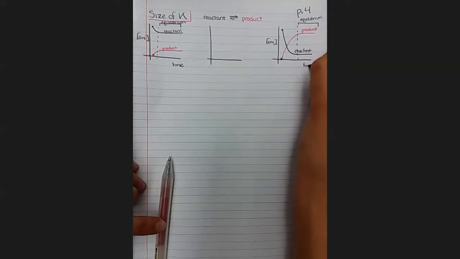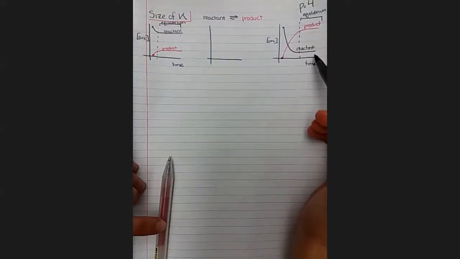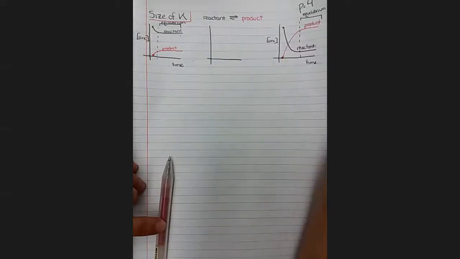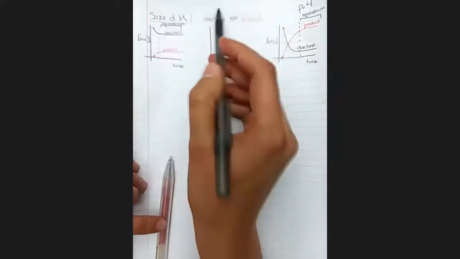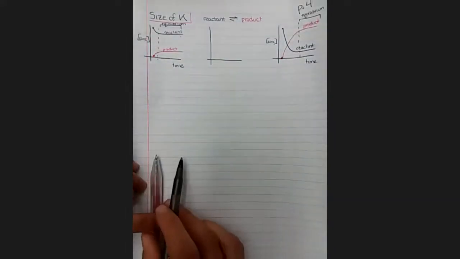Oh, and we have to label our axes. Concentration versus time for that one. Okay, so this one had a large amount of product and a small amount of reactant. It's still at equilibrium. It's just that at equilibrium, there is more of the product side than there was of the reactant side. And in this one on the left, there was more of the reactant compound than there was of the product at equilibrium.